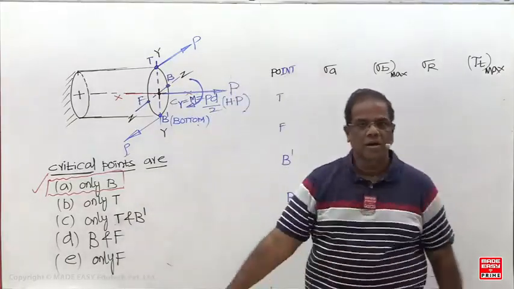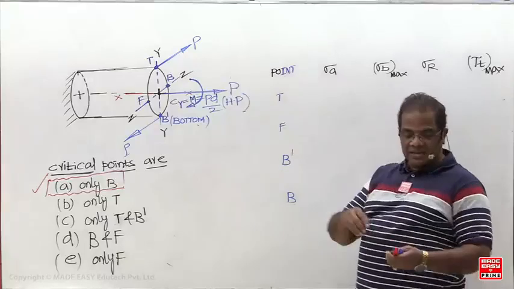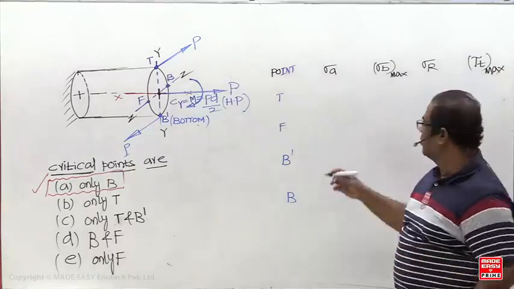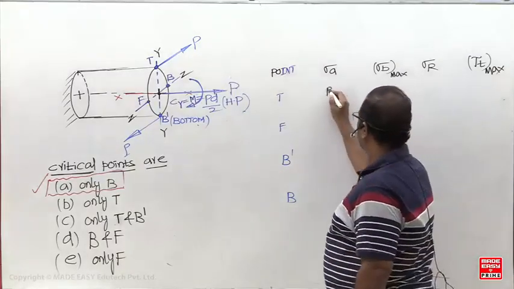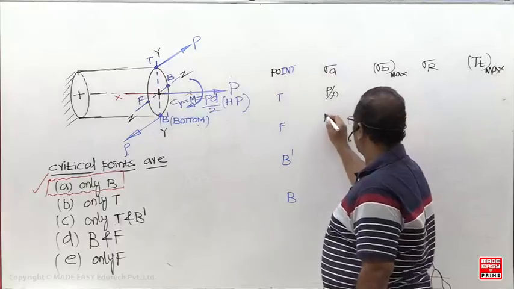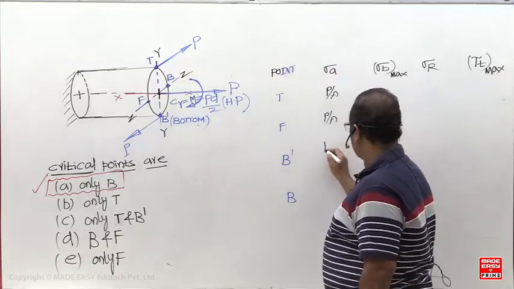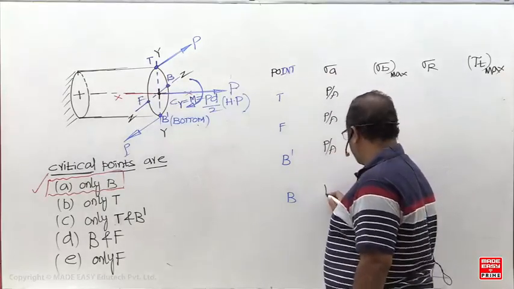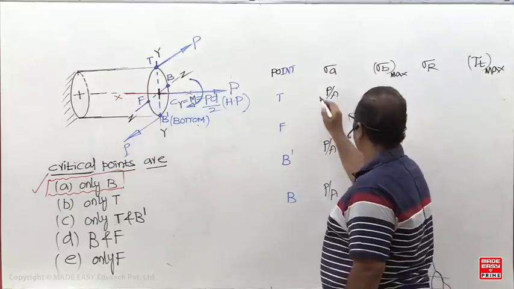You can put it now. Axial load is tensile or compressive? Tensile. Therefore it is P by A, P by A plus.